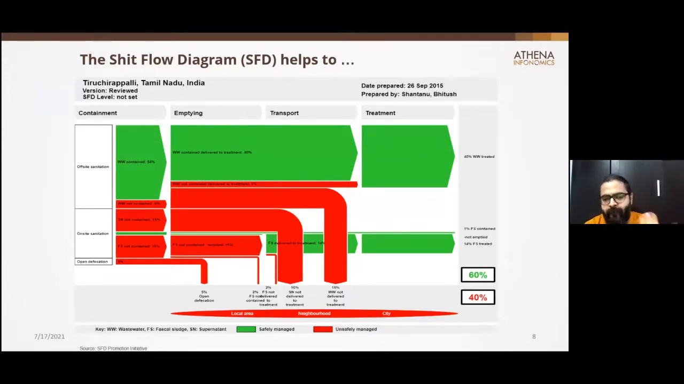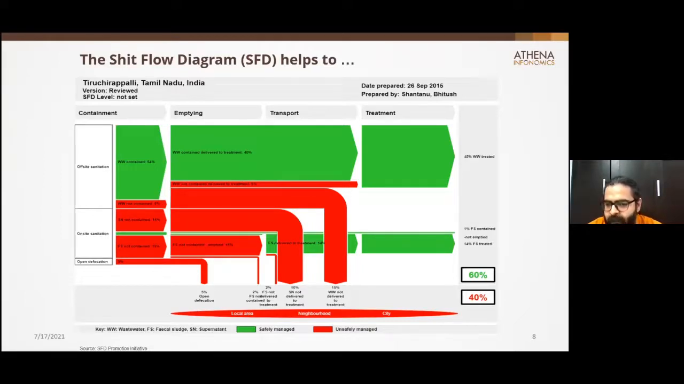So let's start from the bottom. Open defecation is 5%. This was way back in 2015. No need to explain this, but you can see the arrow is going down, which means that a general approach that the SFD uses is that as and when excreta in some form is getting into the environment and is not being handled well, then the arrow turns 90 degrees and goes down.